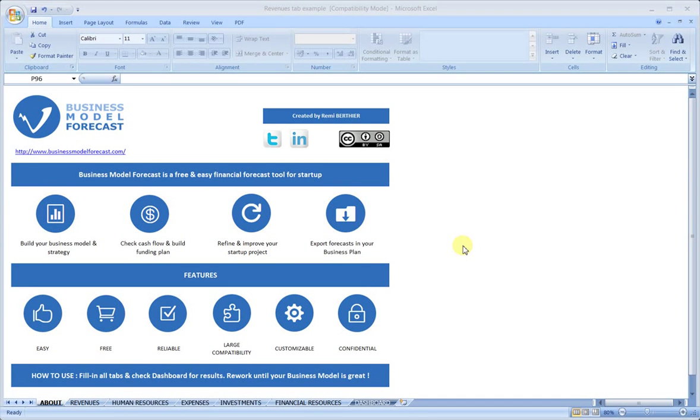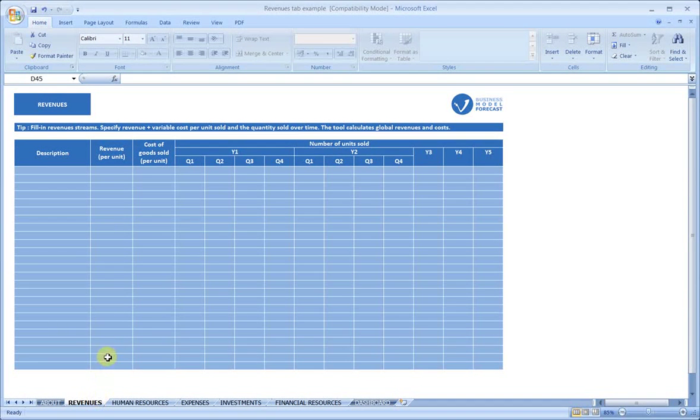We're going to explain how to fill in the revenues tab in Business Model Forecast. So let's go. Here we are. In this tab you have to fill in all information about your revenue streams. Each line is for one revenue stream.